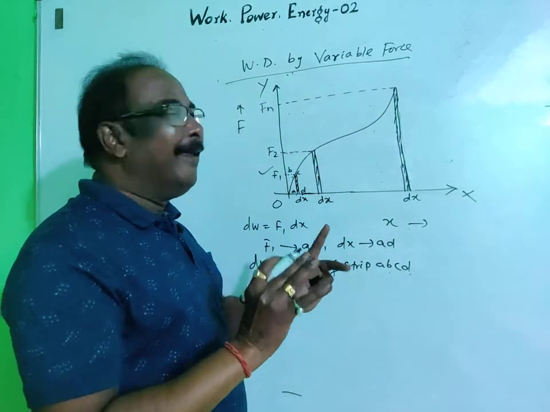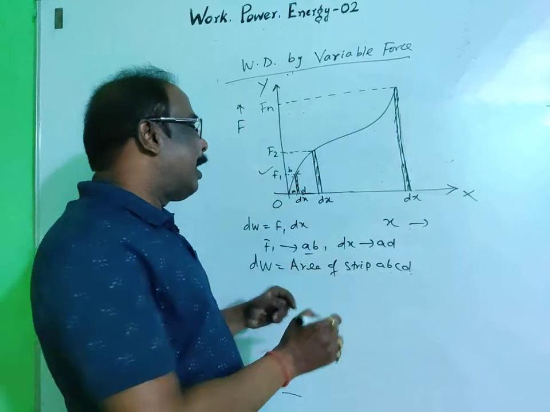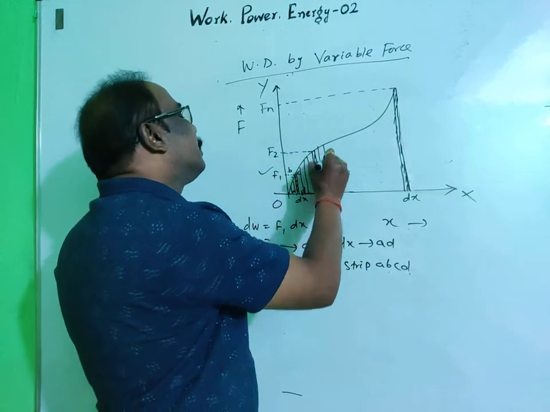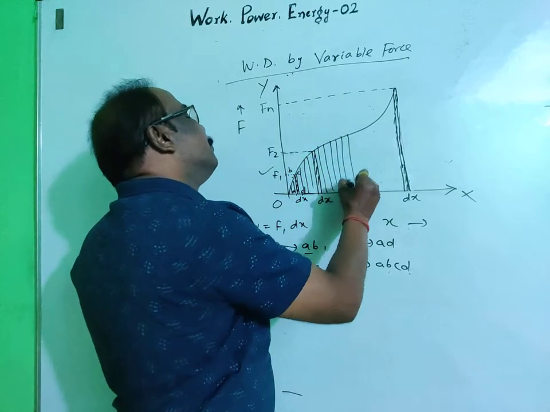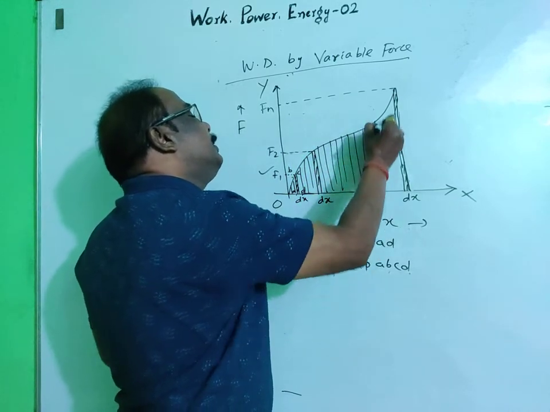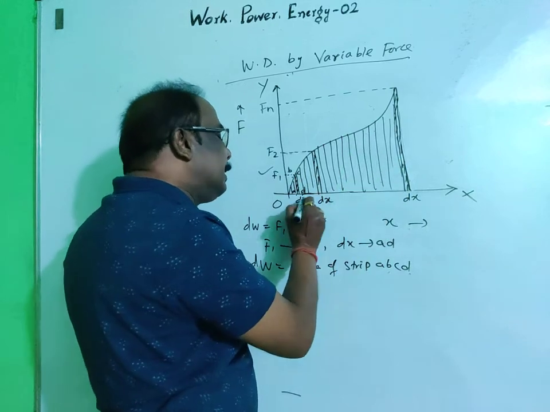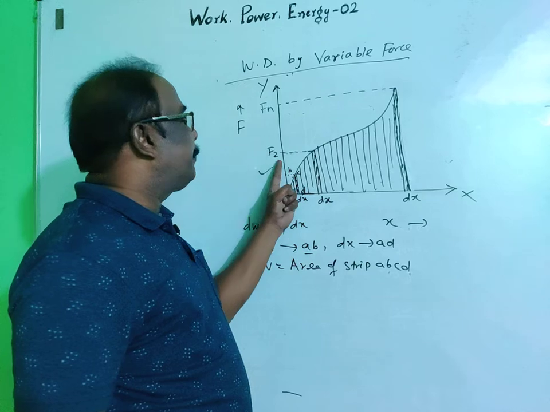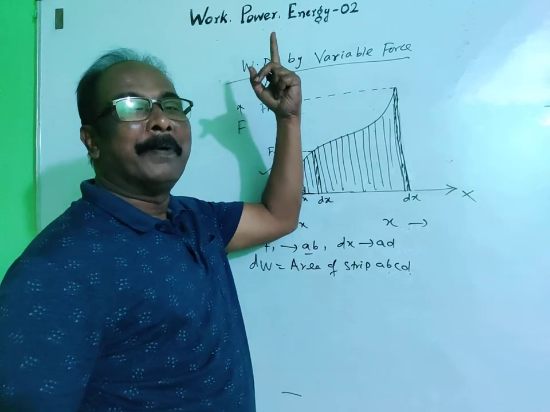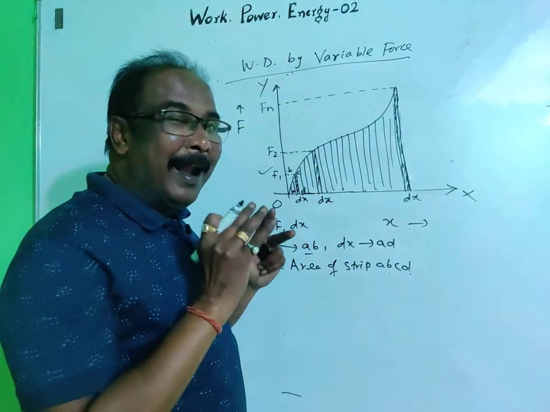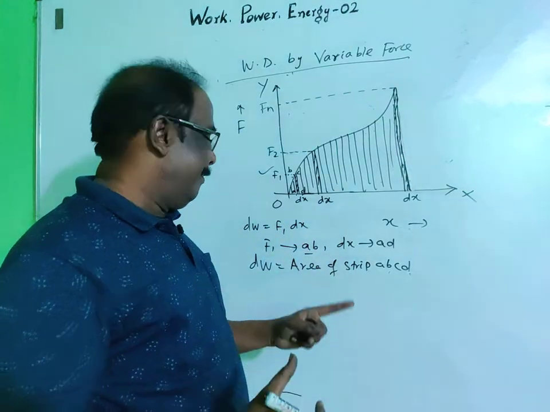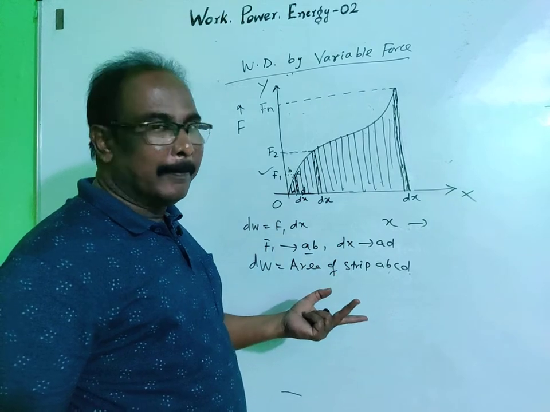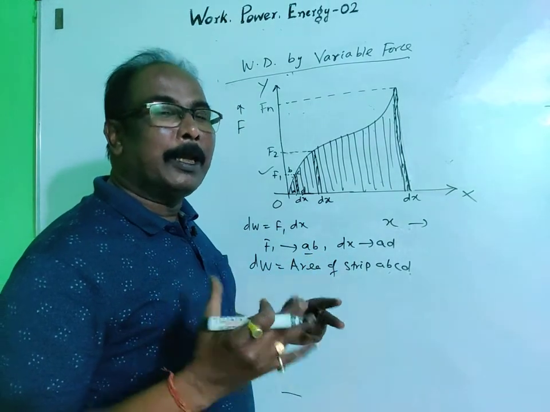Similarly, the total area under this graph can be divided into a number of small strips or elemental strips, each of displacement dx, and variation of force F1, F2, F3, F4 up to Fn. If work done by force F1 is F1 dx, then work done by force F2 is F2 dx. Work done by force F3 is F3 dx.